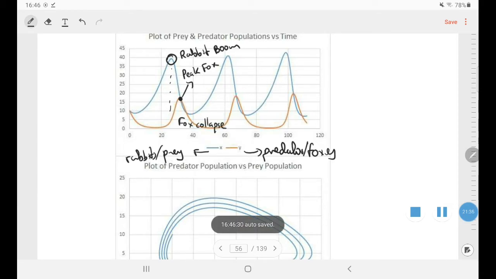When the foxes collapse, they don't quite go extinct. The rabbits never really go extinct. The rabbits can recover, and you get into the same story again.